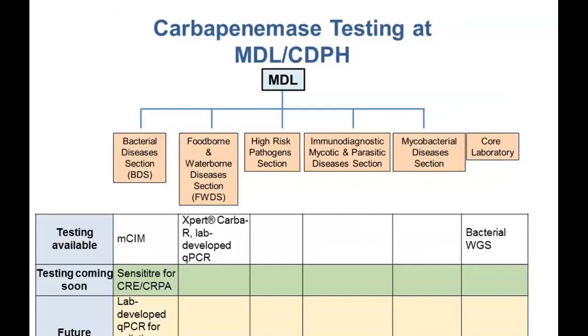This slide summarizes the current CRE, CRPA testing availability and the forecast of new testing in the near future. MSIM is available in the bacterial disease section, Xpert Carba-R and laboratory-developed qPCR available in the food and water disease section. MDL also offers whole genome sequencing in the core lab, which will be presented next by Dr. Matthew Sylvester. For the future testing, soon BDS will be available to offer AST service using the Sensititre platform. We also have planned to implement a real-time PCR assay to detect colistin-resistant genes.